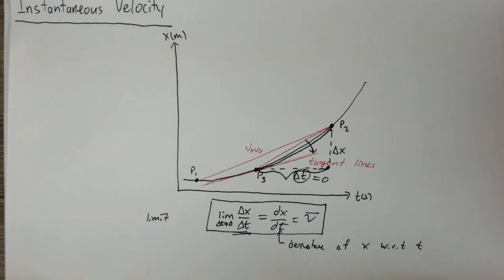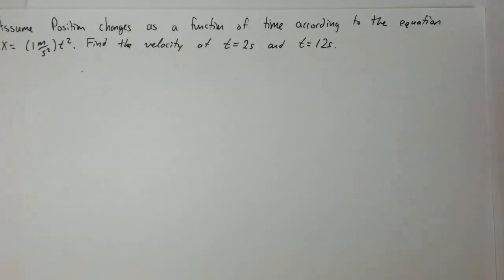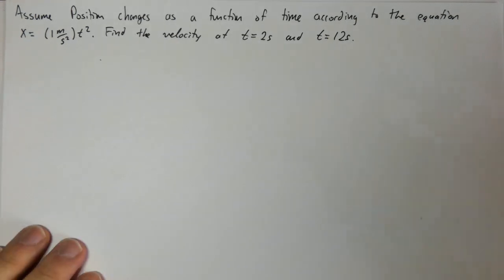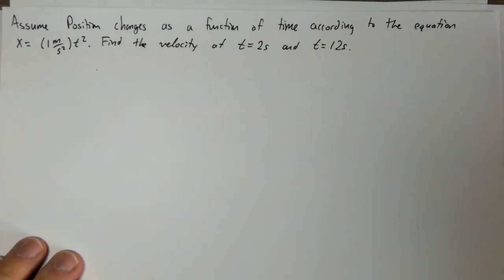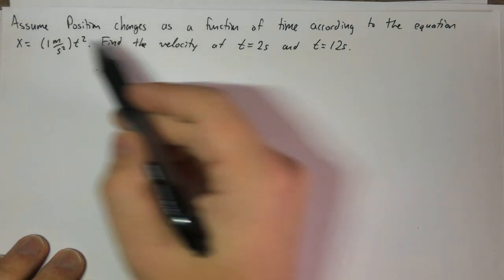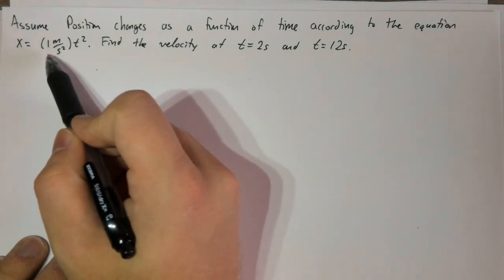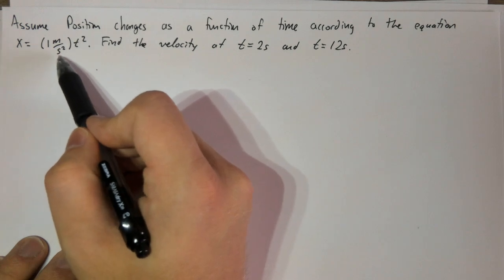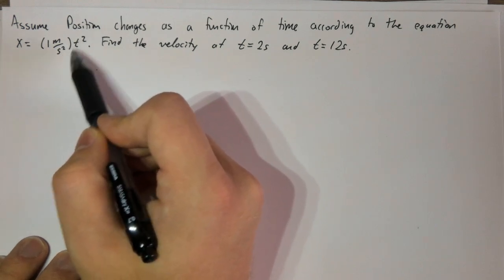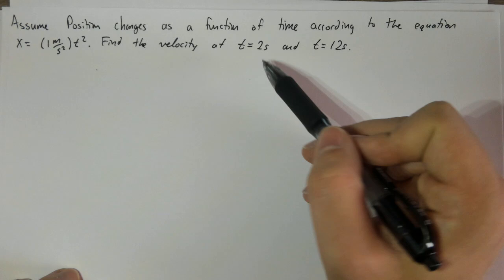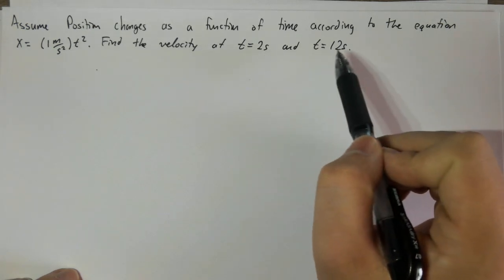So let's do an example. And to do this, we'll have to know how to calculate derivatives. And I will show you, if you haven't done calculus, how we can calculate this derivative. So what we're asked to do is, we're given an equation of how our position changes with time. And we have this constant up front of 1 meters per second squared, just to make the units work out properly. And we're asked to find the velocity at 2 points in time, 2 seconds and 12 seconds.